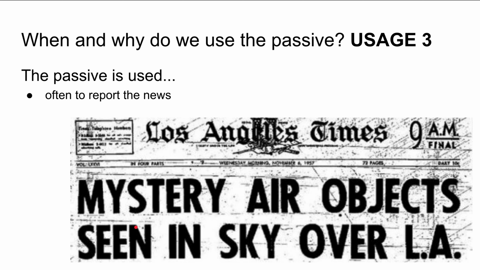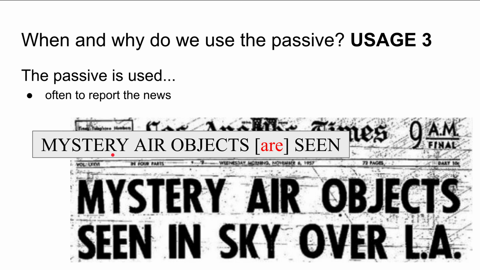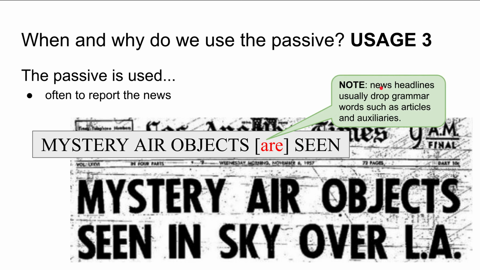So moving forward, the passive is also often used to report the news. So here is a famous headline from the Los Angeles Times, and it states, Mystery air object seen in sky over LA. So this is an old newspaper headline, but you notice that a passive is used. Mystery air objects are seen. Something you should note is that news headlines usually drop grammar words such as articles and auxiliaries. So that's why they don't use the be auxiliary here, but it still is the passive.